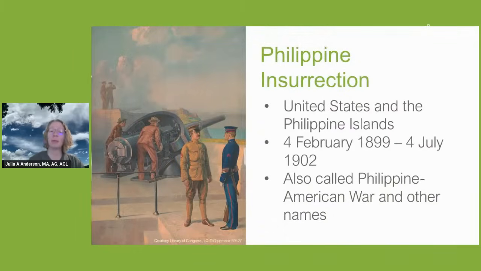This war was fought between the United States and the Philippine Islands and lasted from 1899 to 1902. Another name for the conflict was the Philippine-American War. It began when the Treaty of Paris made the Philippines into a territory of the United States following the Spanish-American War. The Filipino people, however, wanted to be independent and resisted this new government.